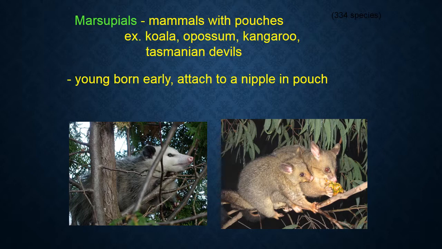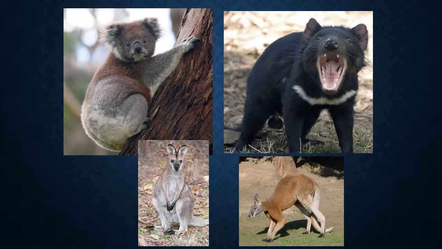Once these babies are born, they're usually born pretty early, and they go directly into the pouch and attach to a nipple in the pouch. So here is what they look like for those of you who may not know. So we have, of course, our koala up here on the left, and this is a Tasmanian devil if you didn't know what they looked like, and then our kangaroos.